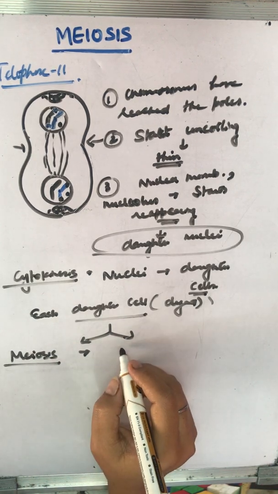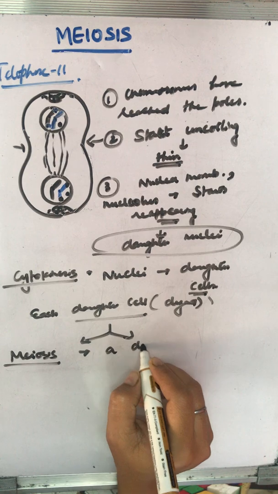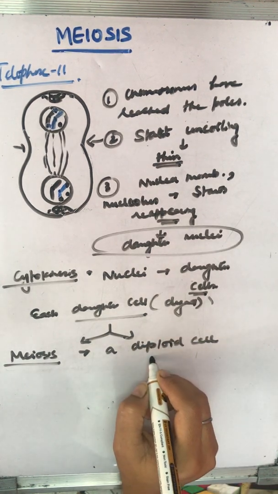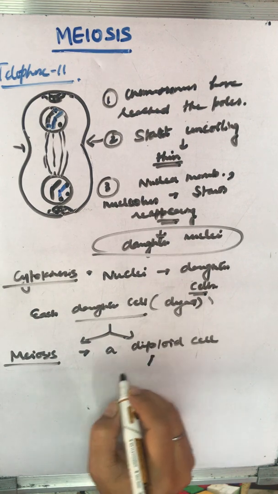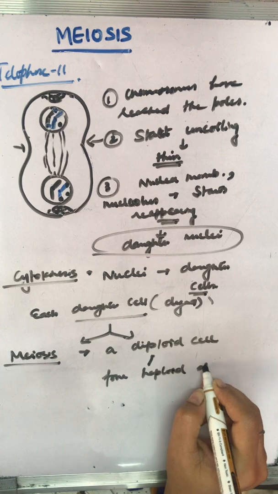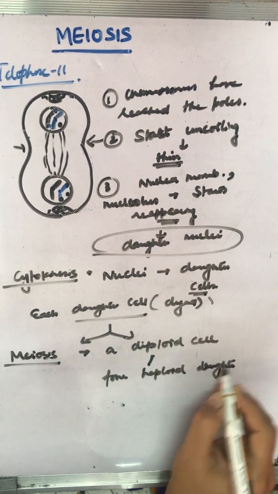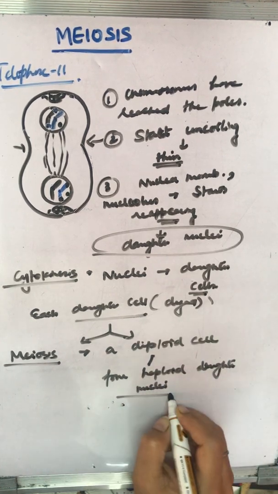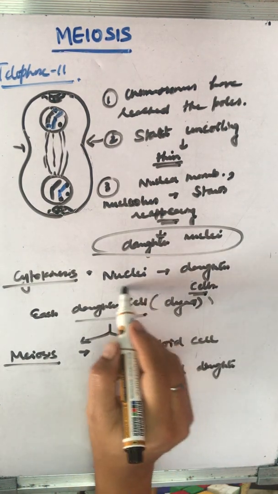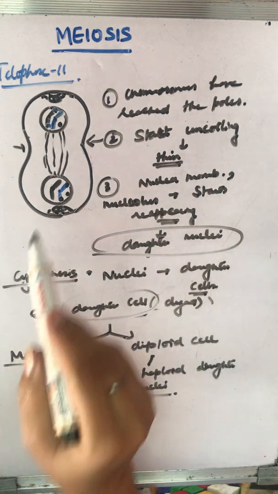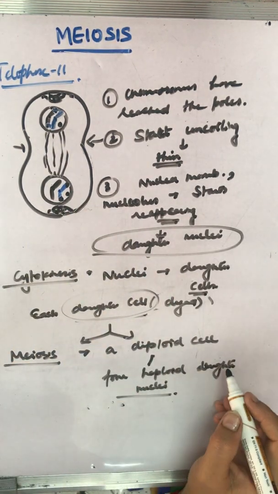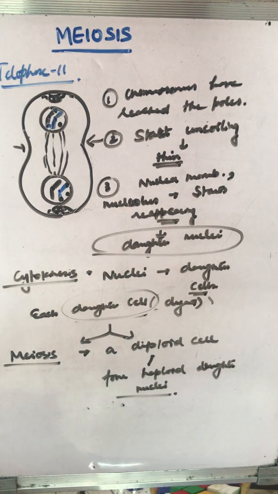Okay, hence at the end of meiosis we get a diploid cell forming 4 haploid daughter nuclei. Okay, forming 4 daughter nuclei. How come? 1 from each daughter cell. 2 daughter cells are formed and 1 from each daughter cell. Ultimately at the end we have got 4 daughter nuclei.